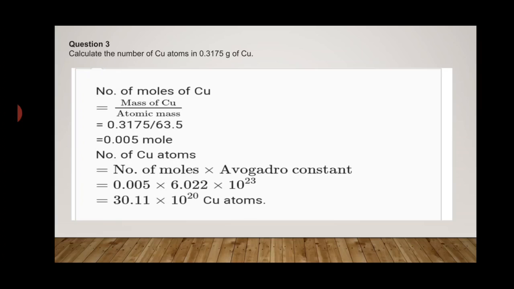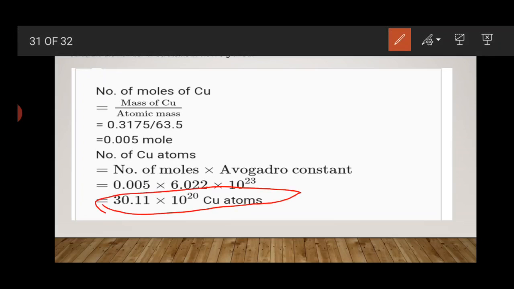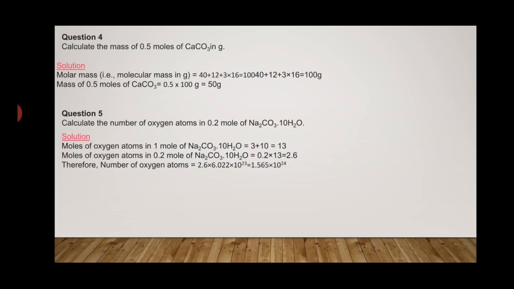After that we will calculate the number of atoms. 1 mole is equal to 6.022 into 10 to the power 23 atoms of copper. Then 0.005 mole is equal to how many atoms of copper? Then we will multiply the calculated mole by 6.022 into 10 to the power 23 atoms of copper, and our answer will come 30.11 into 10 to the power 20 copper atoms. Now likewise, some more examples are there.